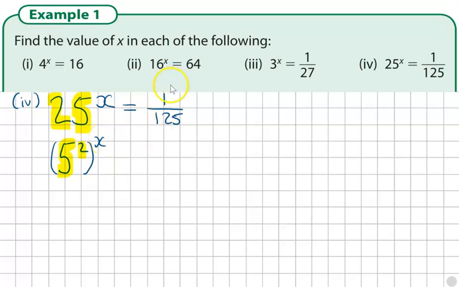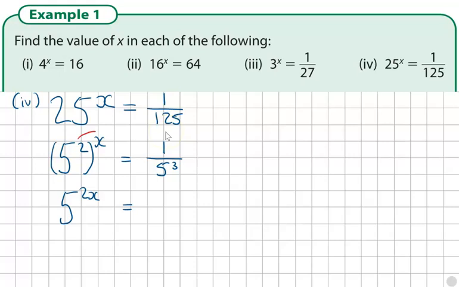Then on the right-hand side, 1 over 125 will become 1 over 5 cubed, because 5 cubed is equal to 5 by 5 by 5, which is equal to 125. Now I have to keep going. On the left-hand side, I need to simplify. So I have 5 to the power of 2 raised to the power of x. Raising a power to a higher power, we multiply the powers. So 2 times x is 2x. On the left-hand side, I've got 5 to the power of 2x.